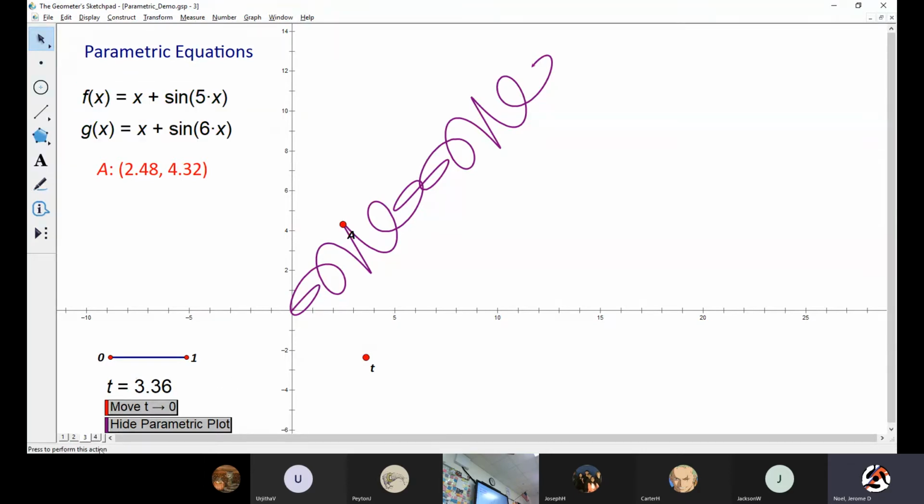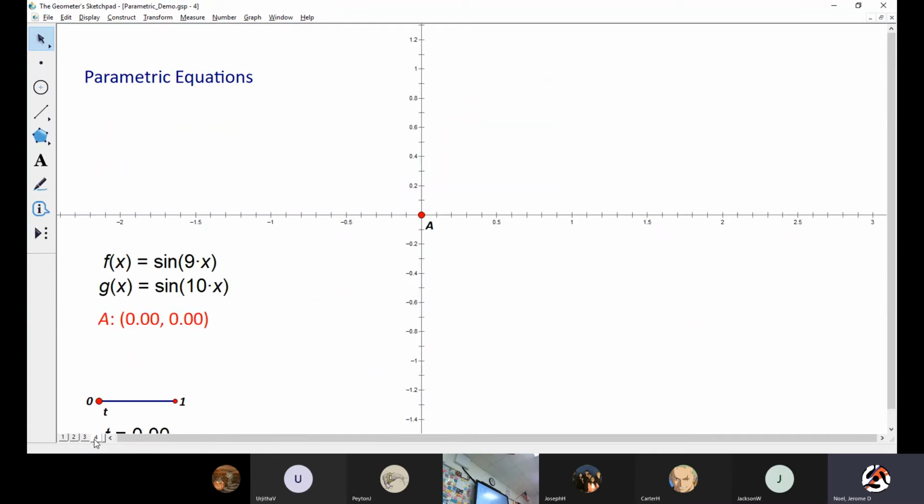It's meant to be. All right, so you get some pretty trippy graphs. You have some capability of making some very trippy graphs. Here's another one. Looks pretty chaotic, right?